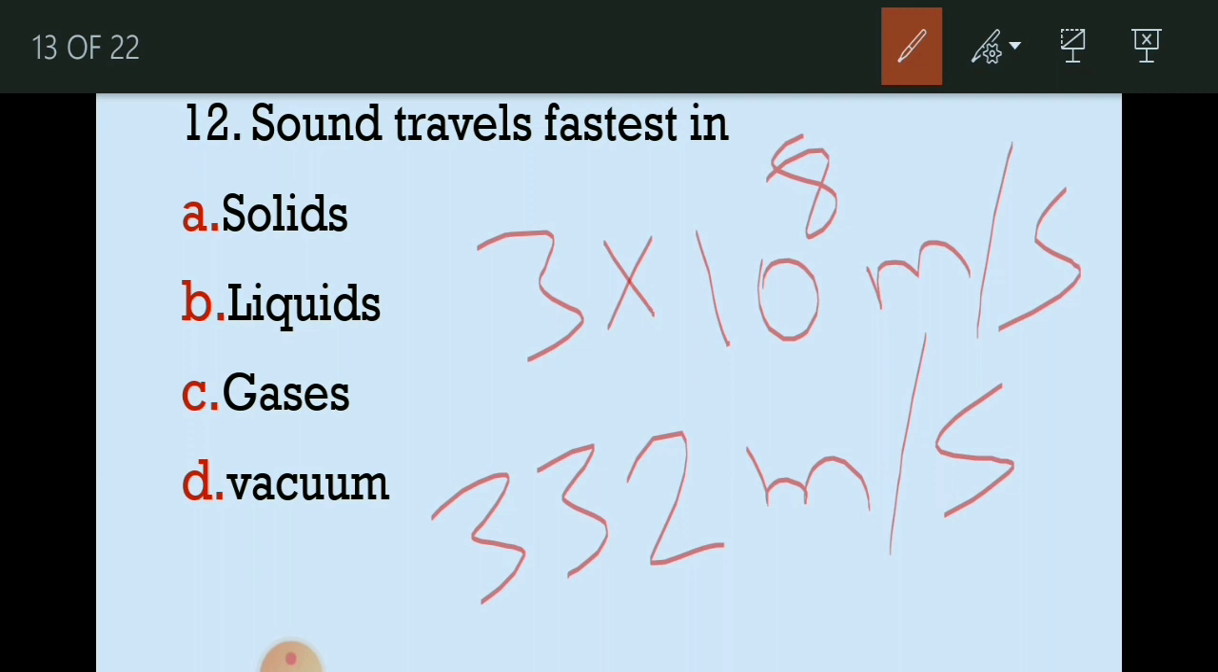So this particular speed we have to learn: the speed of light in air, and the speed of sound in case of solid, liquid and gases. Try to remember these things.